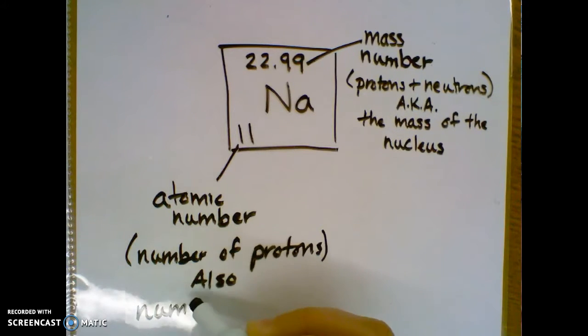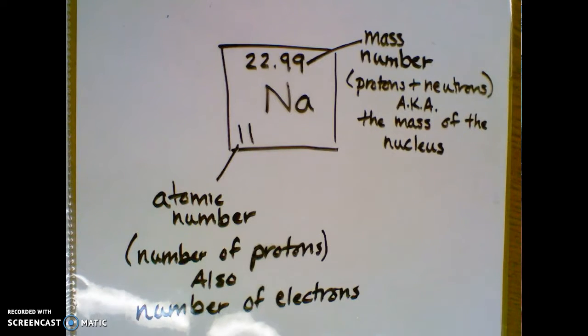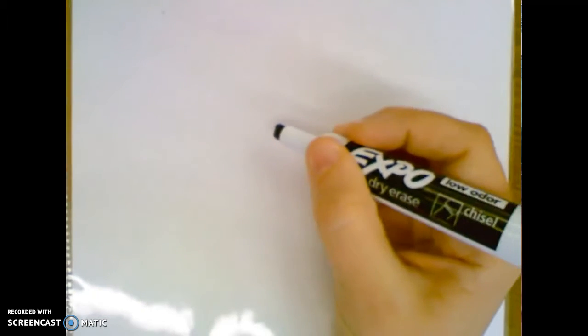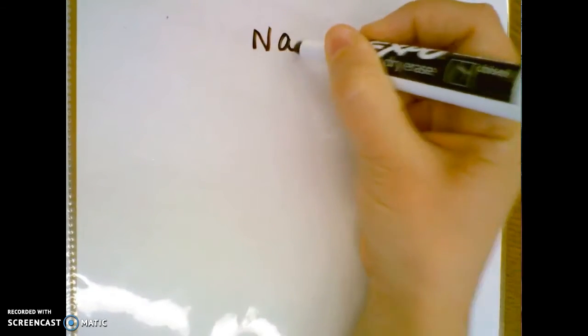It's also the number of electrons, just because of charges. Protons are positive, electrons are negative. All elements on the periodic table are neutral. So the number of protons is also going to equal the number of electrons. Okay, so let's move on, and we are going to look at these numbers again.